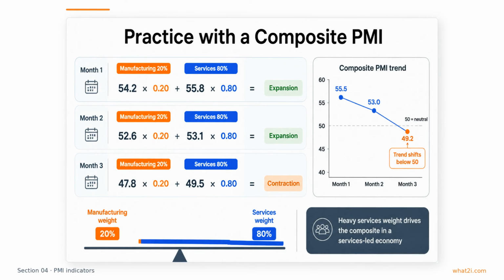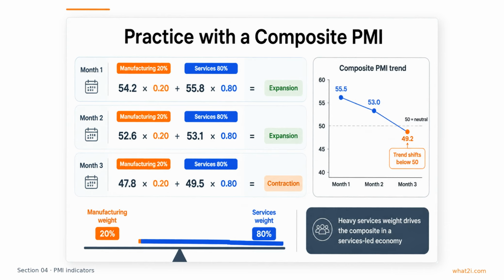A composite PMI uses sector weights to combine different parts of the economy into one broader reading. In this example, manufacturing carries a 20% weight and services carries an 80% weight, so the services sector has much more influence on the final number.